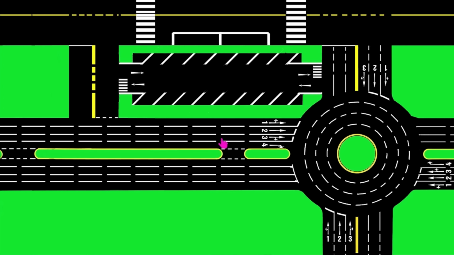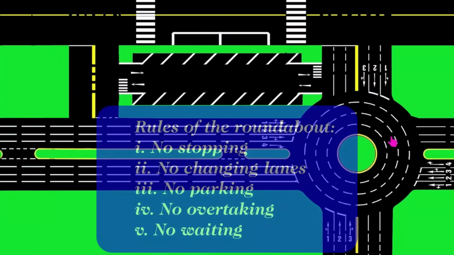The third one is the roundabout. This is a meeting point of the traffic where more than two roads meet at a point. The function of a roundabout is to facilitate the movement of vehicles in different directions without any obstruction or collision. There are some simple rules of the roundabout.